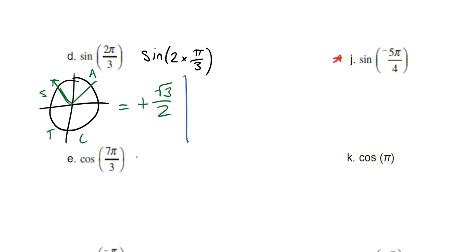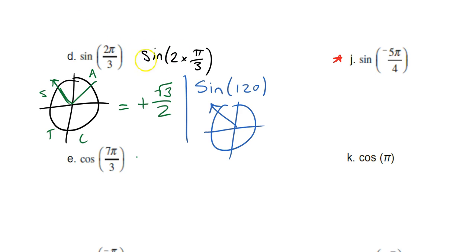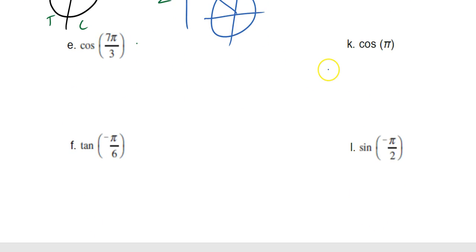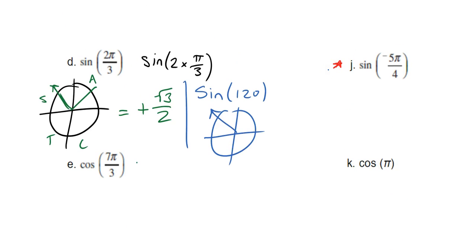Or we can figure out that pi on 3 is 60. 2 times 60 is 120. Sine of 120, draw, mark, and go again. Okay, try and stick with the radians if you can. And that's it. So I hope that gives you a starting point to do those exercises, and good luck.